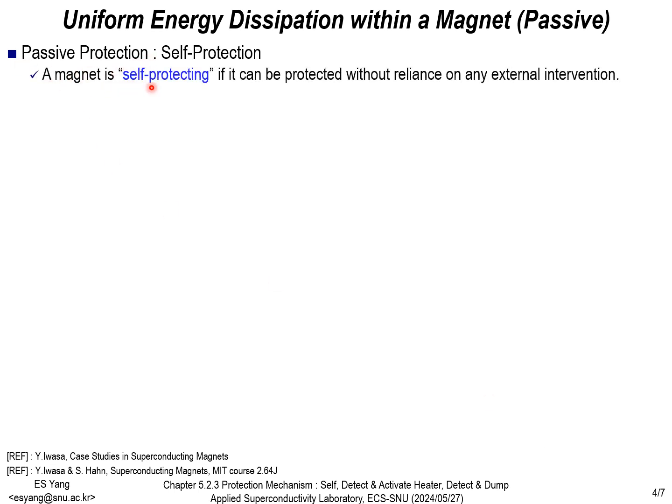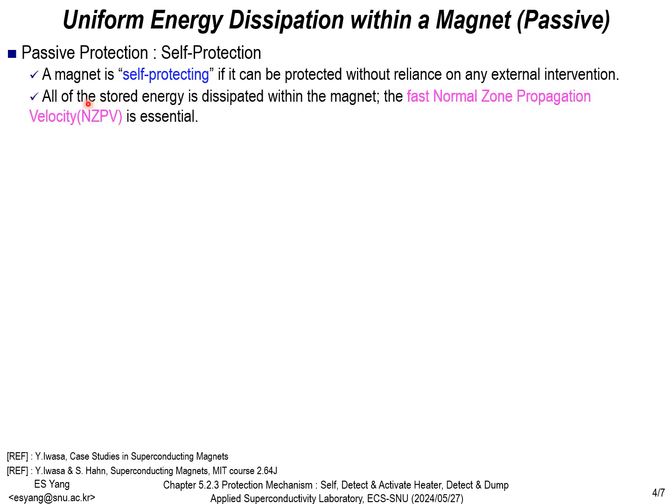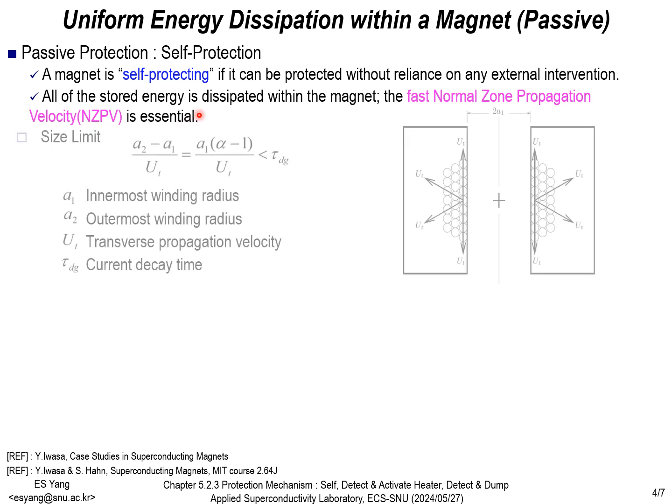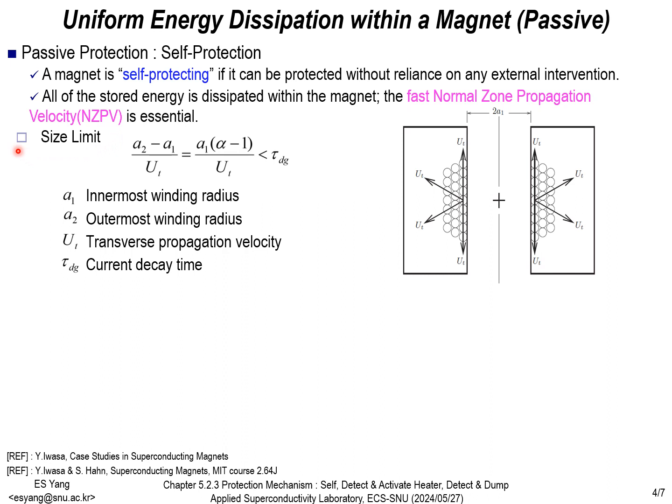First, I will talk about passive protection. Passive protection allows the magnet to be self-protecting without relying on external intervention. Because all the stored energy within the magnet needs to be dissipated, a fast normal zone propagation velocity is essential for passive protection. The first concept I will explain is the size limit.